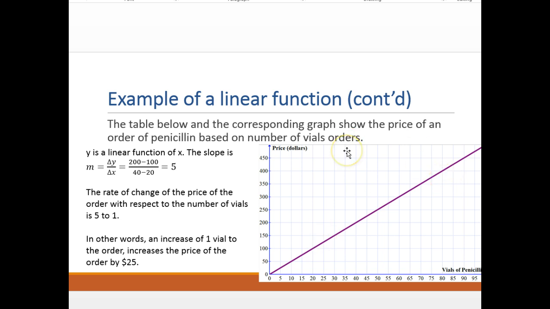But if we were to go back on our table and pick any 2 other points and plug into our formula, we would get 5 as well. And what does this 5 mean? Well, this is 5 what? Our slope was change in y, the y was measured in price, over change in x, which was measured in penicillin vials. So it's really understood to be 5 to 1. So in other words, an increase of 1 vial in the order increases the price of the order by $5. So we increase $5 for every 1 vial.